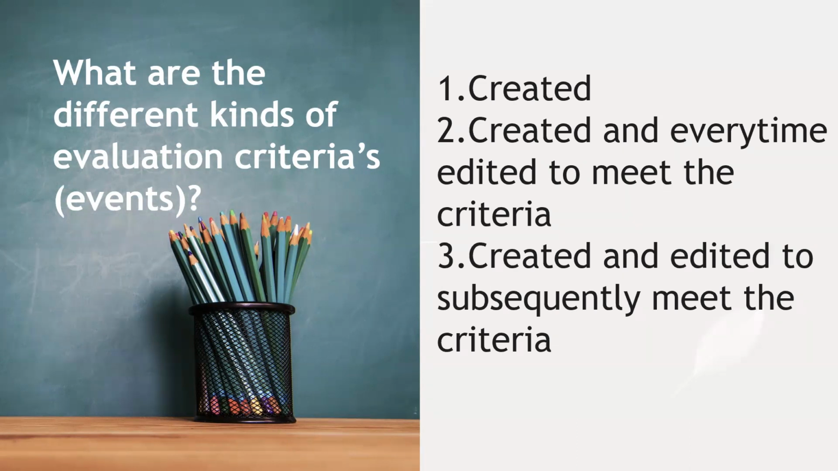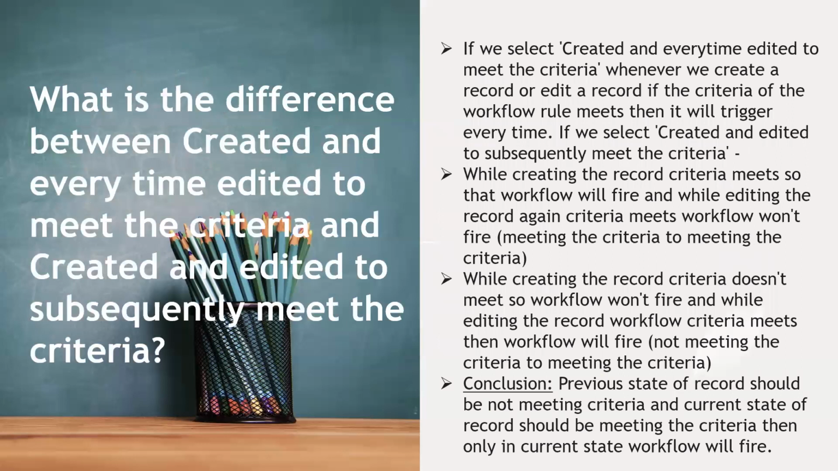We have three criteria. First, created. Second, created and every time it's edited to meet criteria. Third, created and edited to subsequently meet the criteria. So these are the evaluation criteria. We'll discuss more about why we are going to use created, and what is the difference between created and created, edited, subsequently meet criteria.